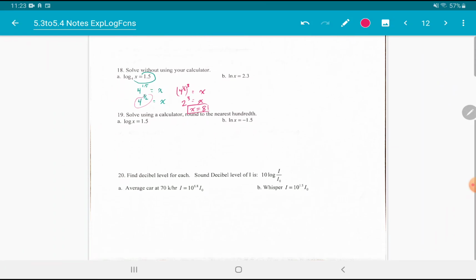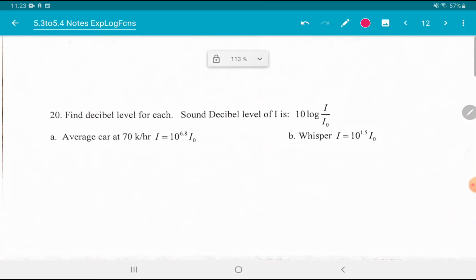Let's take a look at number 20. Find the decibel level for each. The sound decibel level of I, the intensity, is given as 10 log I. That's the intensity of the sound. And I sub 0 is the initial intensity.